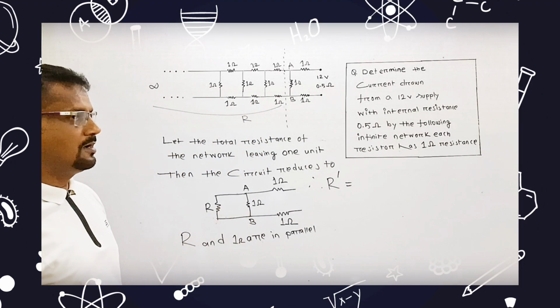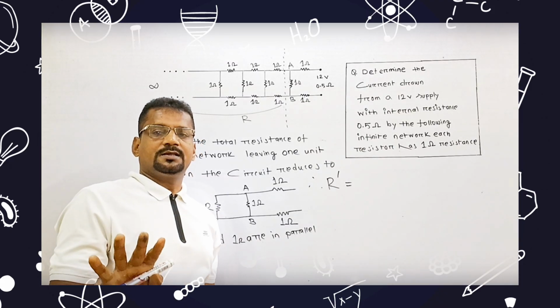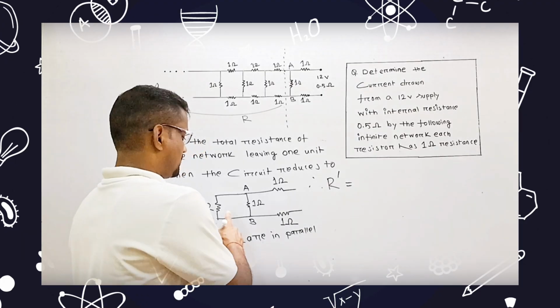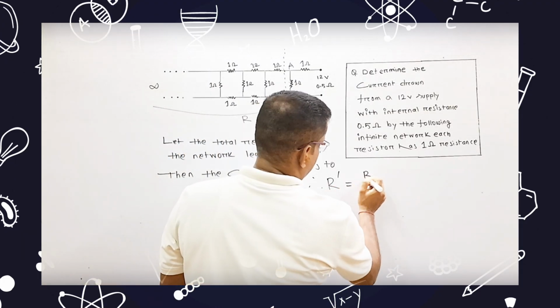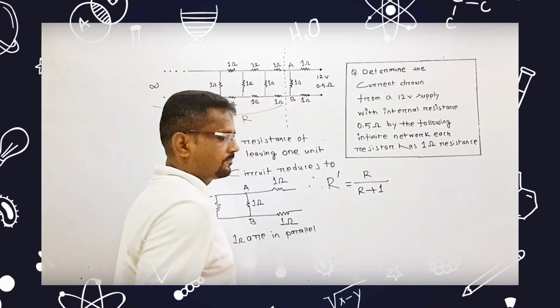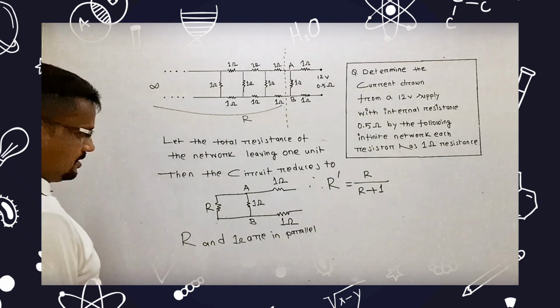Because they are in parallel, so two resistances are in parallel. So total resistance directly we can say product of resistance by sum of the resistance. So product is R into 1, R divided by R plus 1. This will be your total resistance, R divided by R plus 1.